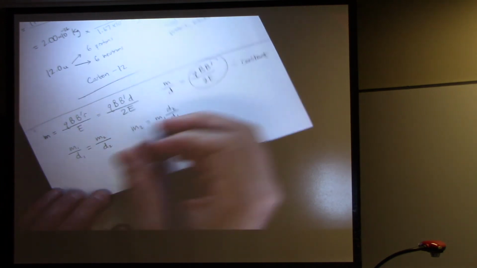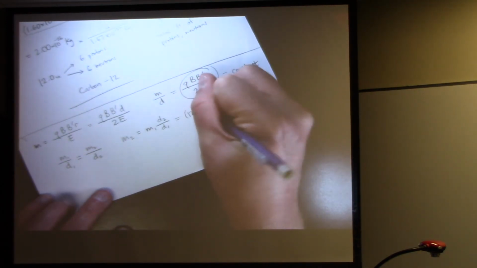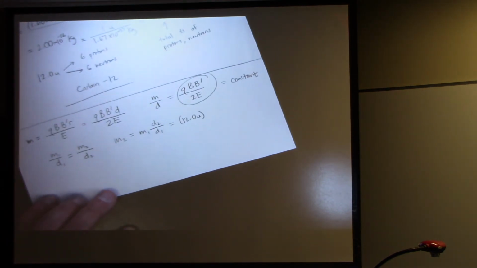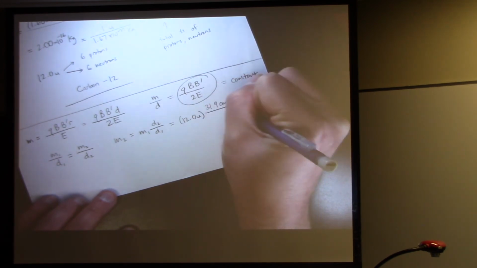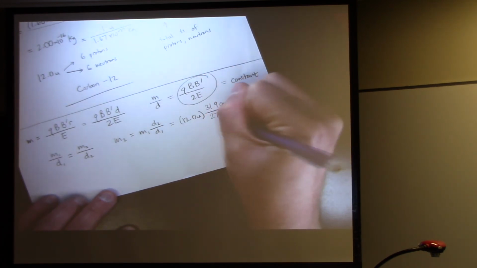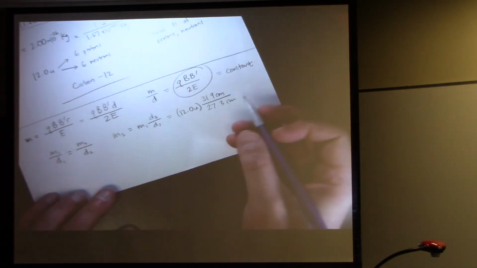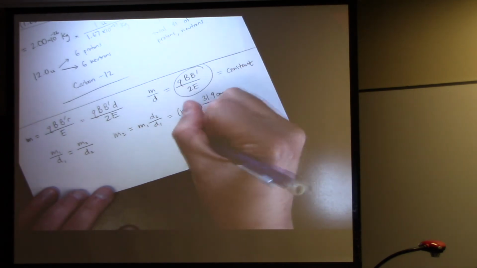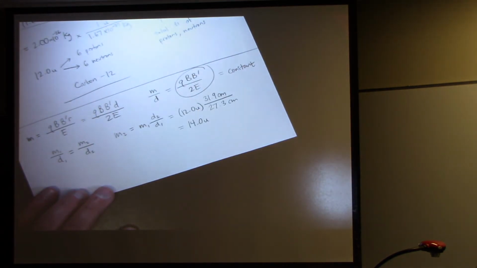Let's calculate that. Okay, so the mass M1 I want to put is 12 atomic mass units. And D2 is going to be 31.9 centimeters. That's just what we were given. And D1, also what we were given, is 27.3 centimeters. Okay, if you calculate this, what you're going to get is 14 atomic mass units.